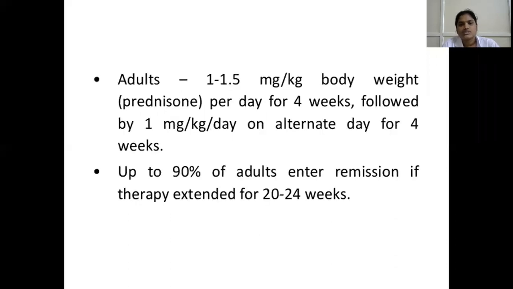Then the dosage in adults is 1 to 1.5 mg per kg body weight of prednisone per day for 4 weeks, followed by 1 mg per kg per day on alternate days for another 4 weeks. And up to 90% of the adults achieve remission if the therapy is extended for 20 to 24 weeks.